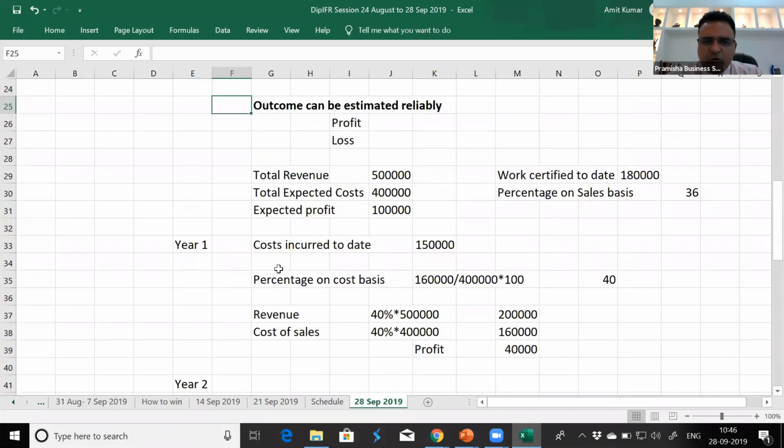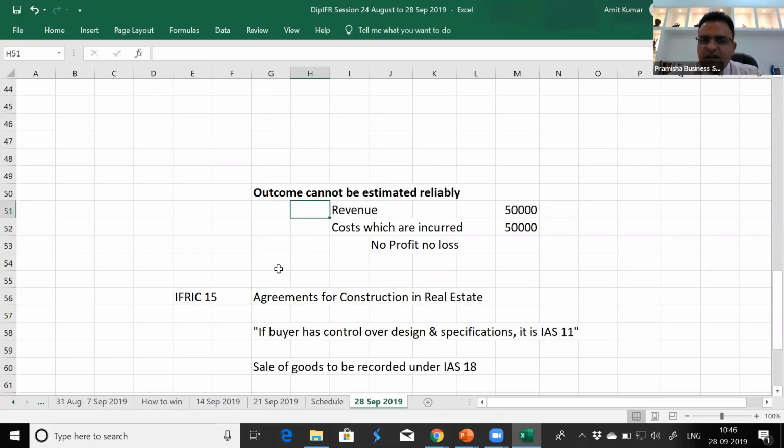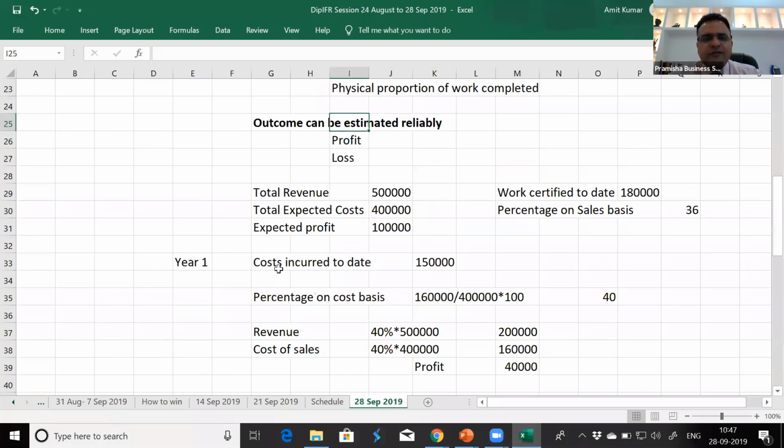So as I said, outcome can be estimated reliably, outcome cannot be estimated reliably, which is no profit, no loss. If we cannot estimate it, there's no requirement for percentages. Whatever cost we have incurred, if we believe it is going to be recoverable, we recognize cost to that extent. Percentage is required when the outcome is estimated reliably. If outcome can be estimated reliably, it will either result in profit or result in loss. Losses, being conservative, are recognized immediately.